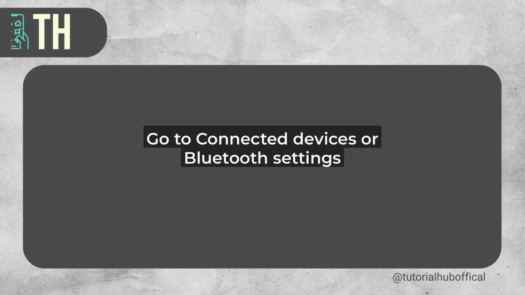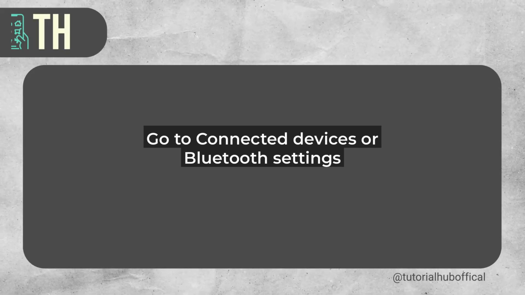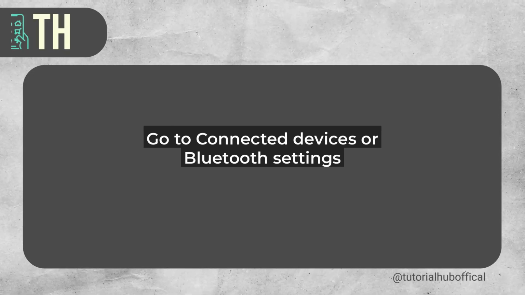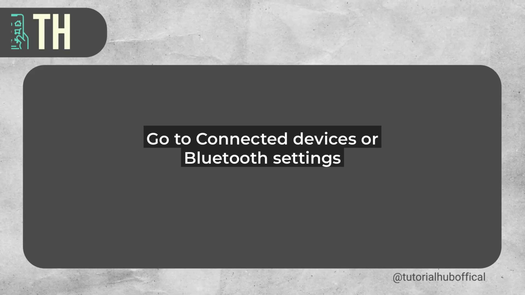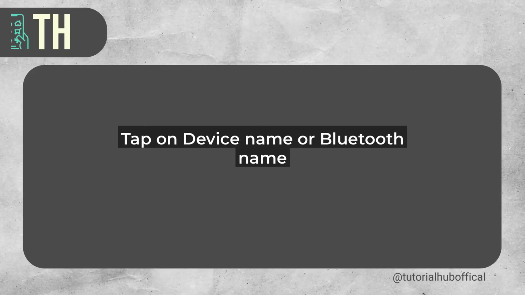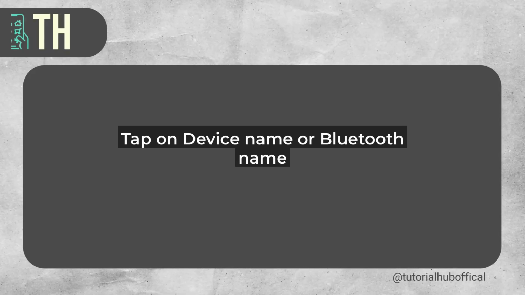Once you're in Settings, scroll down and tap on Connected Devices, or Bluetooth and Devices. This section might vary slightly depending on your phone manufacturer, like Samsung, Google, or OnePlus, but it's usually easy to find. If Bluetooth isn't already on, go ahead and toggle it on so you can see your device's current name.